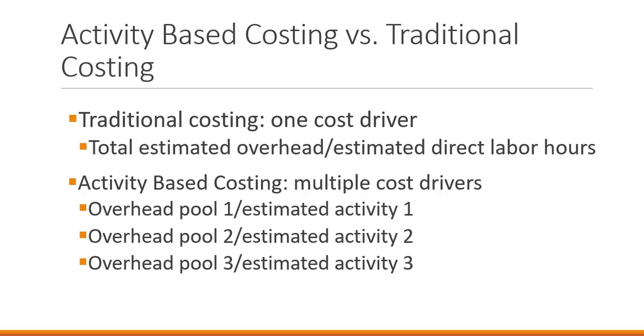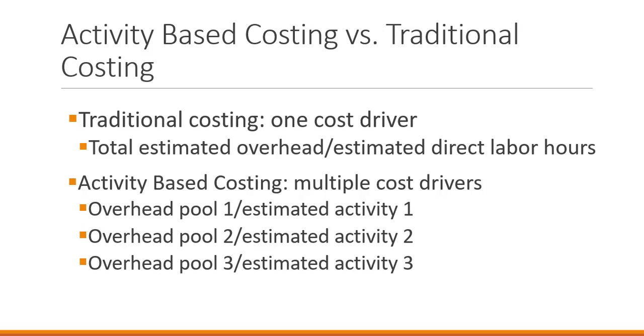Under traditional costing, there's one cost driver. We add all of our overhead. We determine what activity drives that overhead. That's usually labor hours or machine hours. And then we calculate the amount of overhead spent per unit of activity. Again, usually labor hours or machine hours.